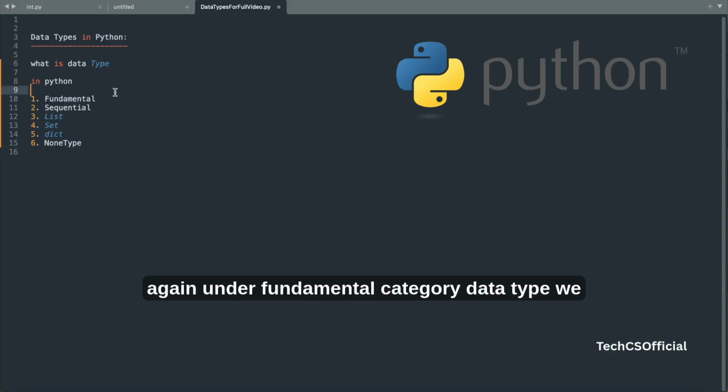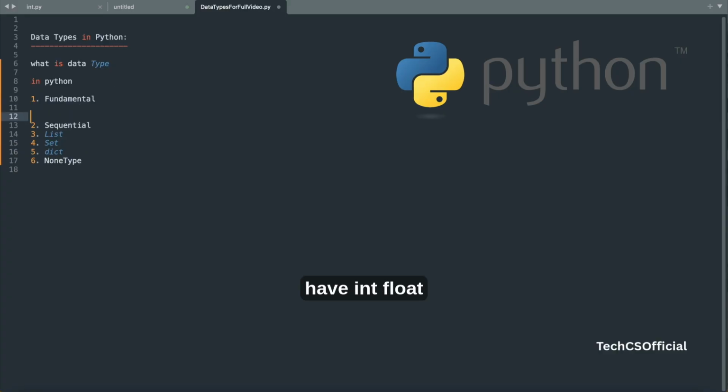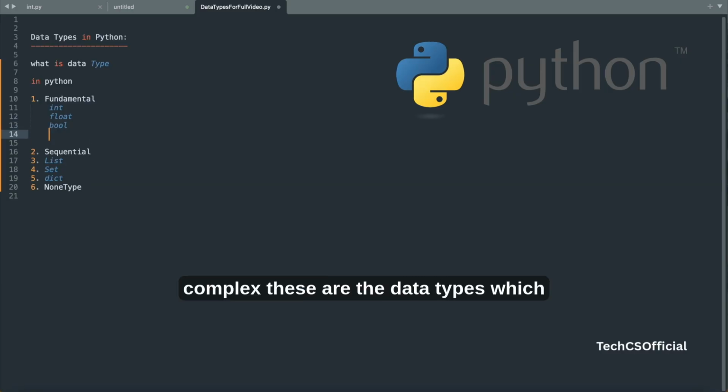Again, under the fundamental category data type we have int, float, bool, and complex. These are the data types which come under the fundamental category data type.